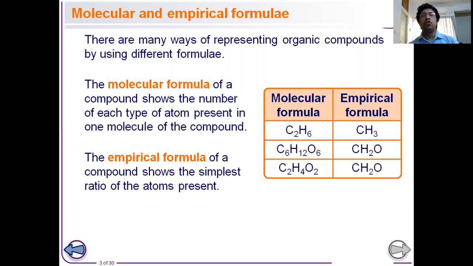Empirical formula does not show the actual number of atoms present in a molecule. It expresses the ratios of the different atoms present in a molecule. If we compare the molecular formula and empirical formula, the molecular formula of ethane is C2H6, but its empirical formula is CH3, as it is the simpler ratio of ethane, C2H6.